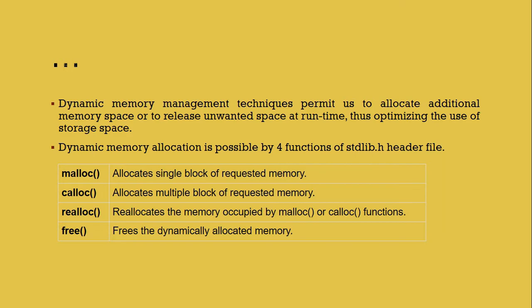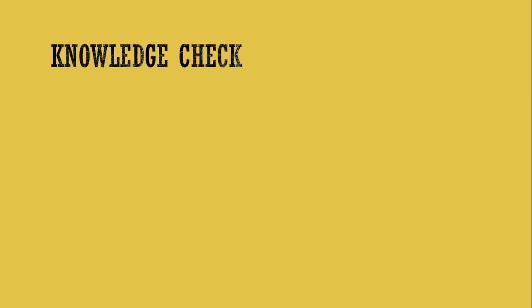There are four basic dynamic memory allocation and deallocation functions: malloc to allocate a single block of memory, calloc allocates multiple blocks of memory, realloc to reallocate or to change the memory occupied by malloc and calloc functions. Free is another function which helps you to deallocate memory allocated to variables.